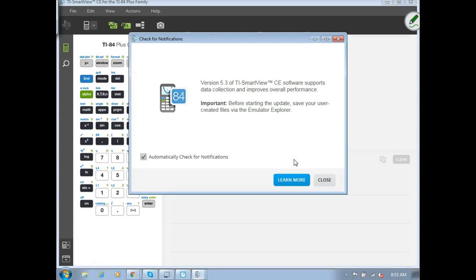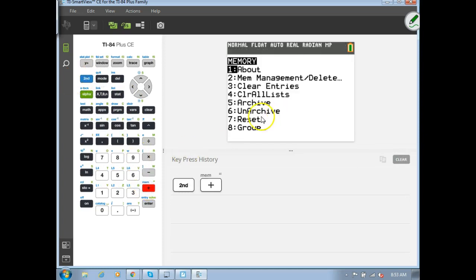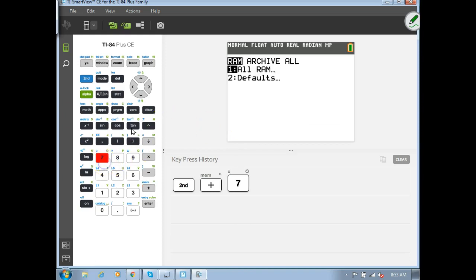This is the other way to reset your calculator. It is in your catalog, but it's above your plus sign, which is the easier way to get to it. So second plus sign. And then go to reset. It'll give you 2 options after this menu. You just panicked. You're like, don't do it. Instead of all RAM, choose defaults. And then let me know if it puts your modes back.